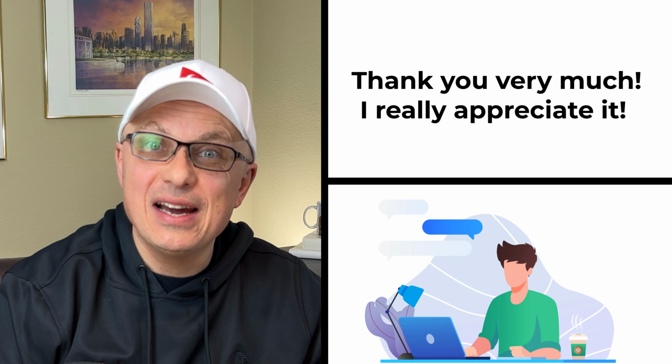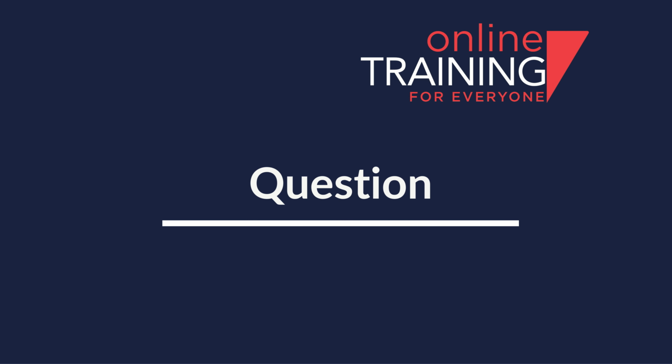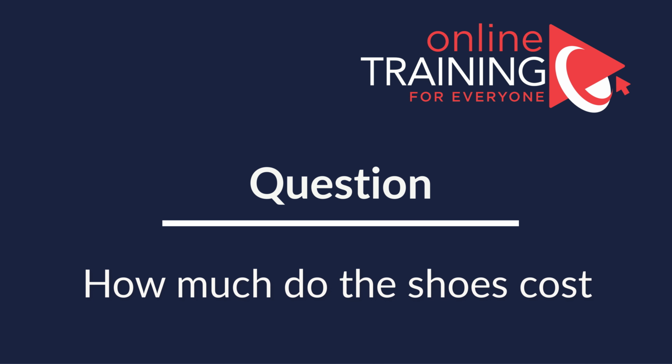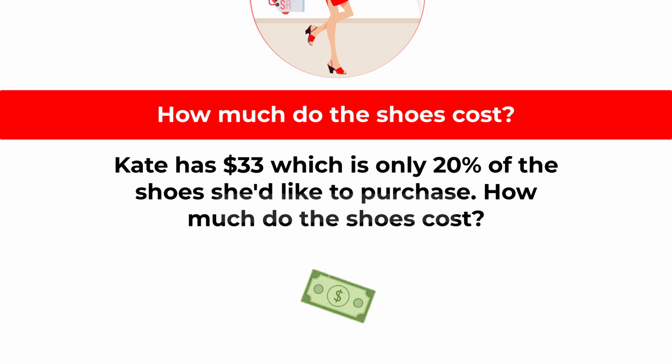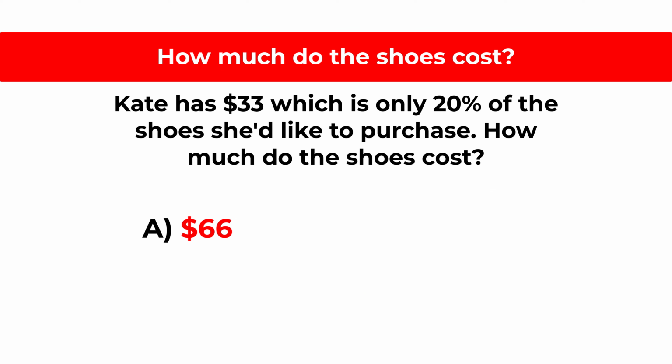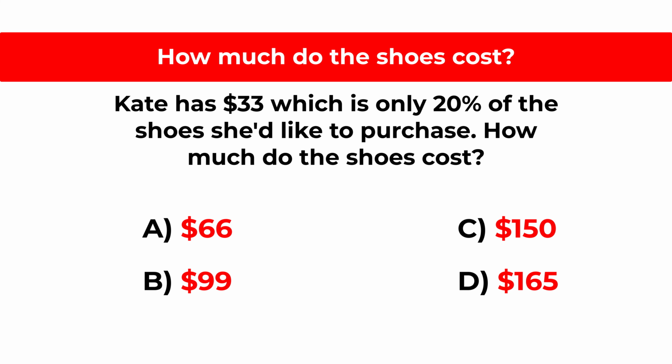And now let's continue and get you ready for the test. Here's the cool question that you frequently get on the test. Kate has $33, which is only 20% of the cost of shoes that she would like to purchase. How much do the shoes cost? And you're presented with 4 different choices. Choice A, $66. Choice B, $99. Choice C, $150. And choice D, $165. Can you calculate the answer?